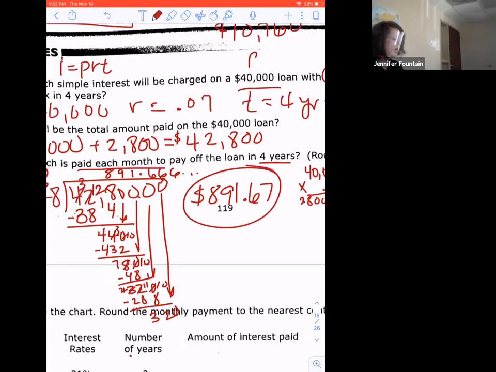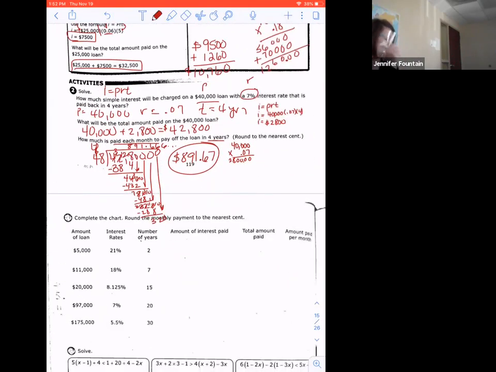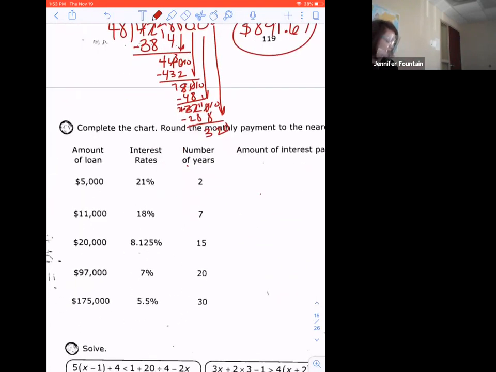Okay, so I equals PRT. Interest equals principal times rate times time. So remember, I have to change my rate from a percent to a decimal, and then multiply by the number of years. So activity 3 here, working with simple interest, will be on homework.